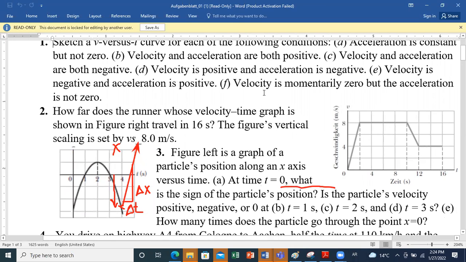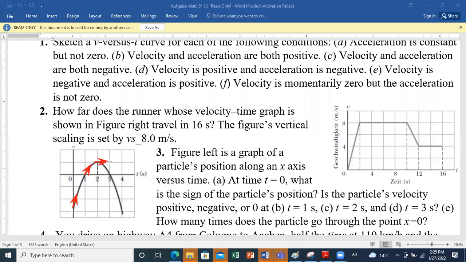So first, for the sign of velocity, all I have to do is look at the slope. As we said, at t equals 0, it's a positive slope, positive velocity. At t equals 1, still positive, but as you can see, the slope is decreasing. So the velocity at 0 seconds is larger than the velocity at 1. And at 2 seconds, the slope is horizontal, so the velocity is 0. While at 3 seconds, the velocity becomes negative. So in this part, v is negative.